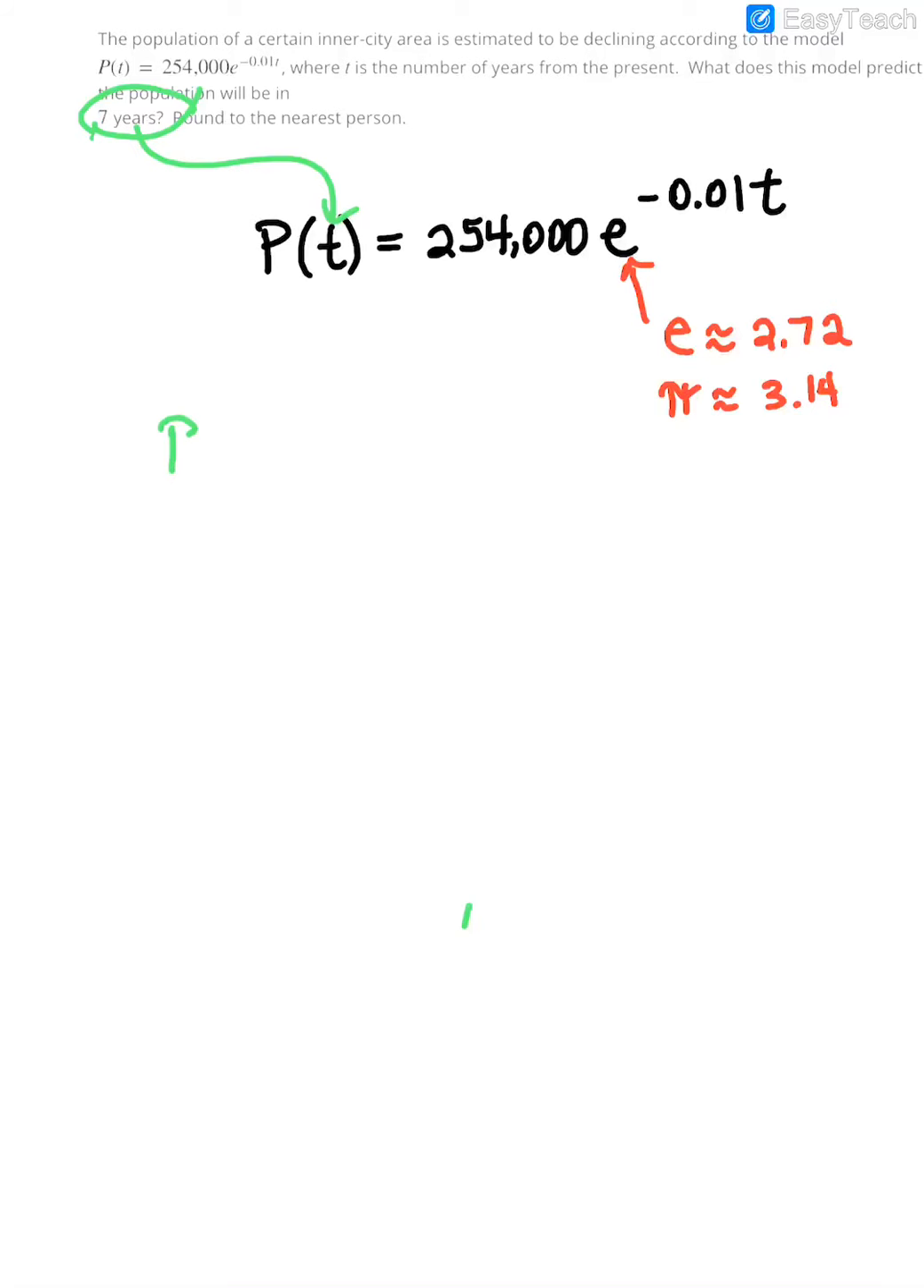So if we're looking at the population after 7 years, according to this particular formula, we have 254,000 times e, and we'll raise it to the power of negative 0.01 times the 7 years. And this is where, of course, you'll get on your scientific calculator and punch it out. If you don't have a scientific calculator, you can use Desmos. That's what I've done. So let me show you what that looks like once it is punched out.